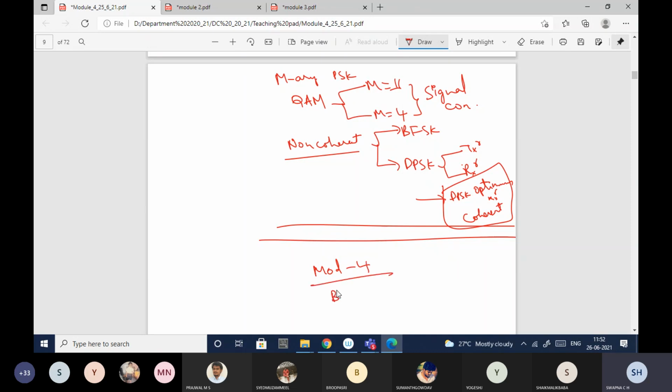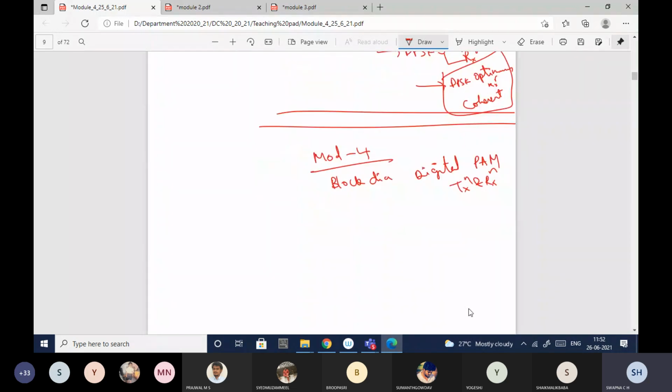The block diagram representation of digital PAM transmission and reception, the block diagram explanation, everything related to that, and then comes the ISI derivation. So this is all there for your IA. That's all for now.